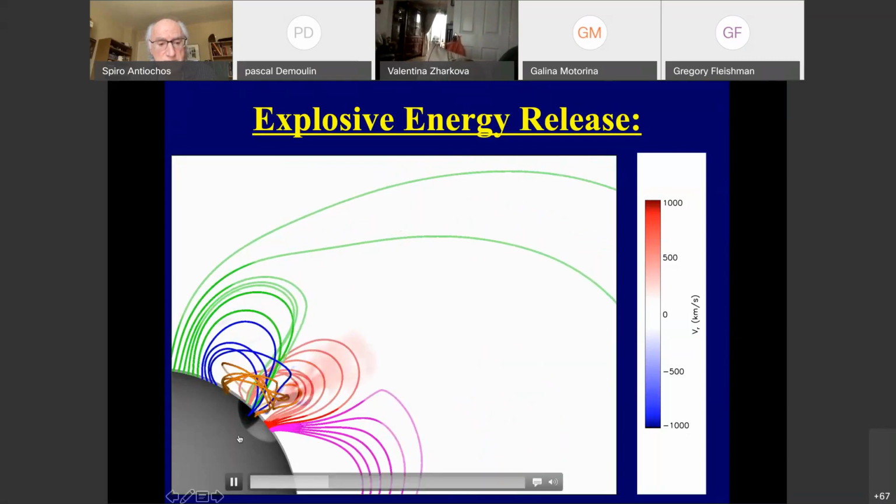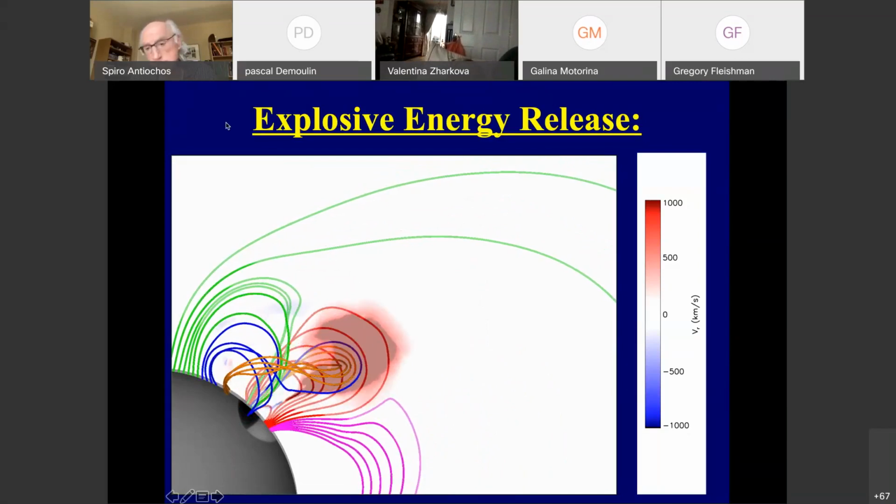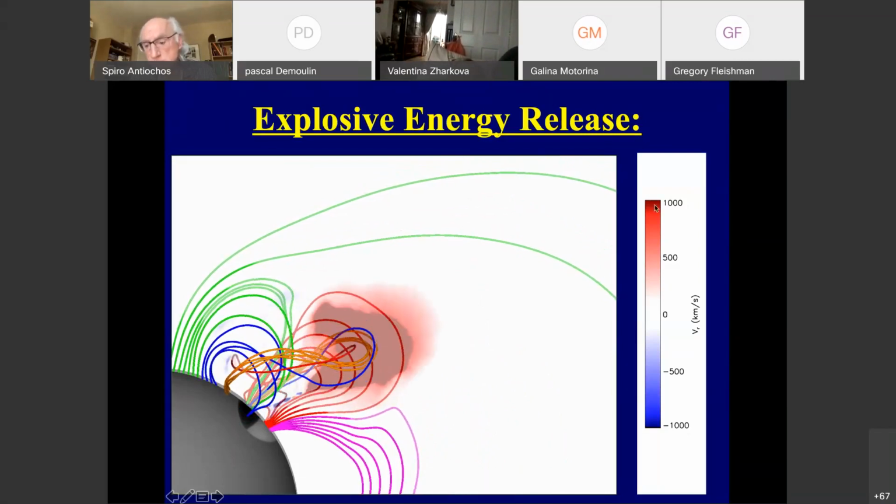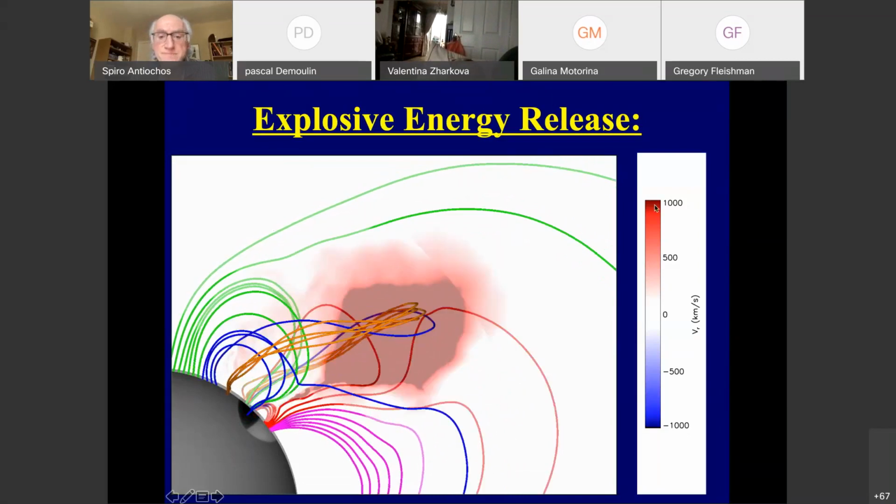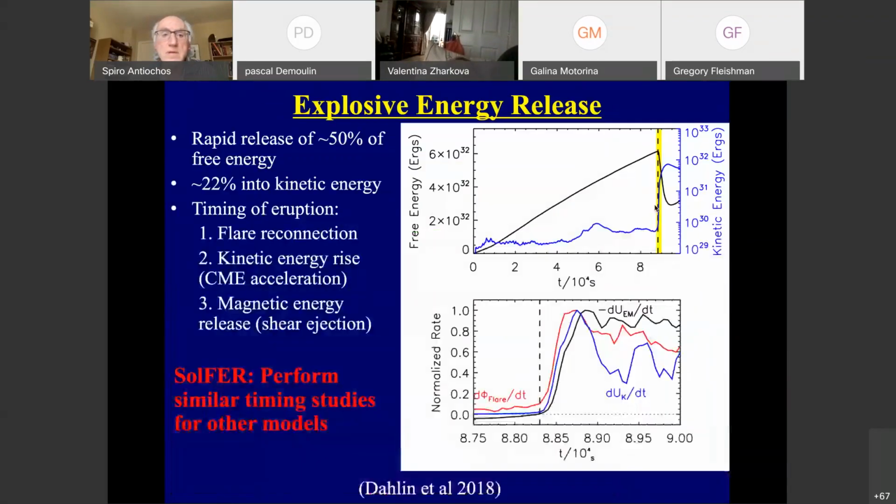For some reason, my movie is slow, but take my word for it, he winds up with Alfvénic speed eruptions. And then when Joel looks at the energetics and the timing of this, what he finds is the magnetic energy rises because of the buildup of free energy due to the small scale motions and the buildup of the shear along the polarity inversion line.